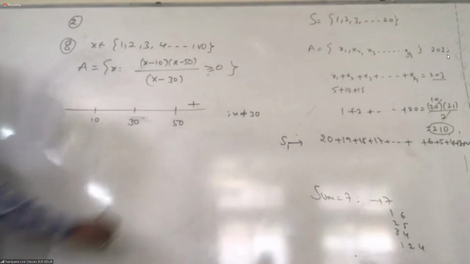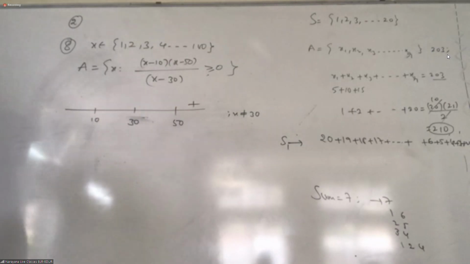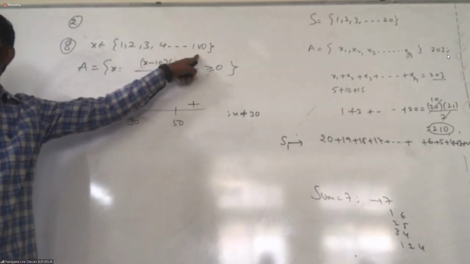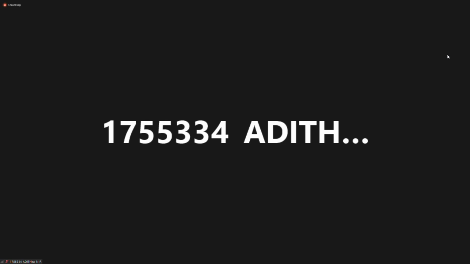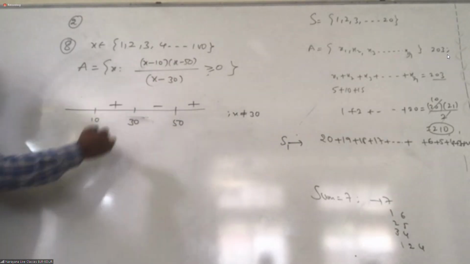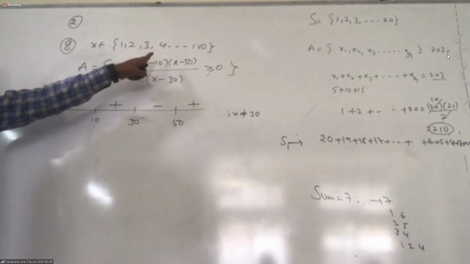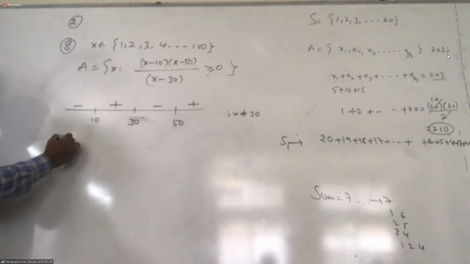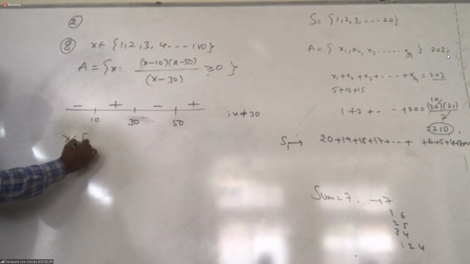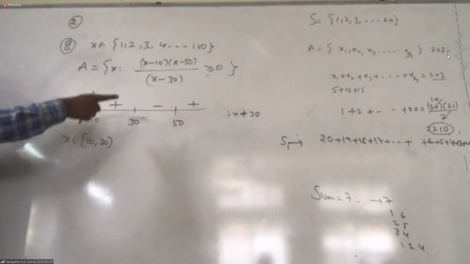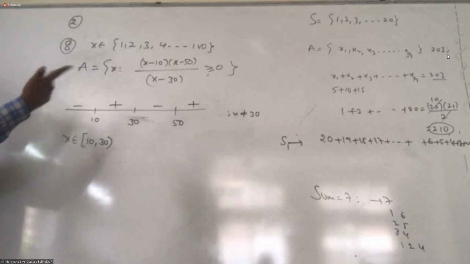We'll start always here with positive sign. Positive. And here 50 is here and its power is odd number. Power odd number means sign changes. So plus becomes minus. Again 30 power is odd number. Sign changes again. Positive. 10 number is again odd. So minus. You want this to be positive, right? So therefore your X value lies between 10 to 30 open bracket. Why open bracket? Because of the definition. Got it? Otherwise it won't be defined.